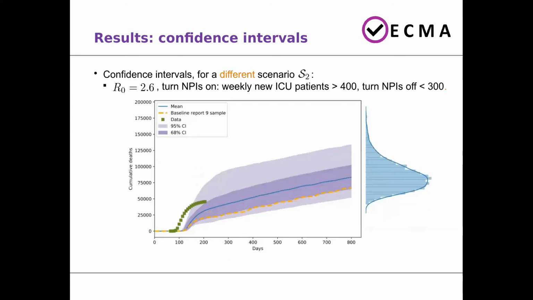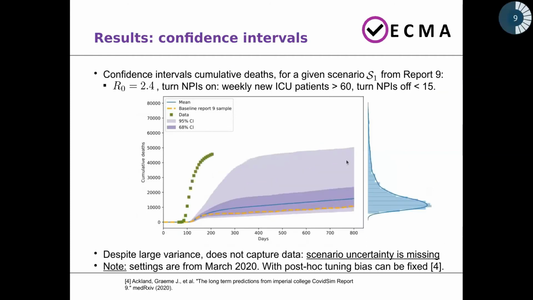And you can see that by just changing the scenario. So this is exactly the same results except scenario S2. Here R0 is 2.6, and these ICU triggers are different. The data are still the same, so you can see that it changes the results quite a bit, right? We're capturing the data a bit now. The predicted deaths are much higher, and the skewness is not gone, but there's still a little bit of a skew, much less than in this particular case.